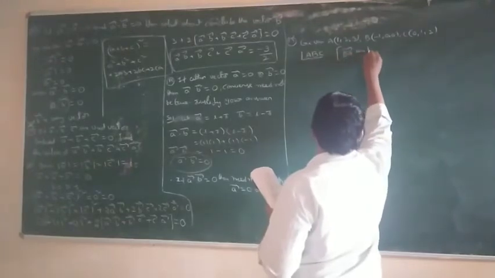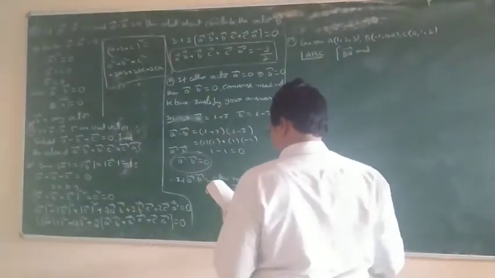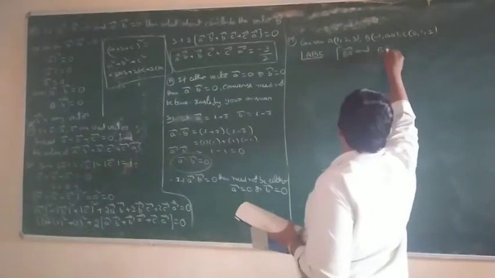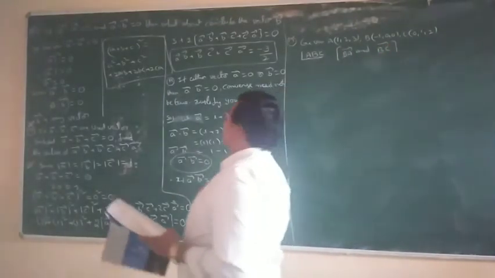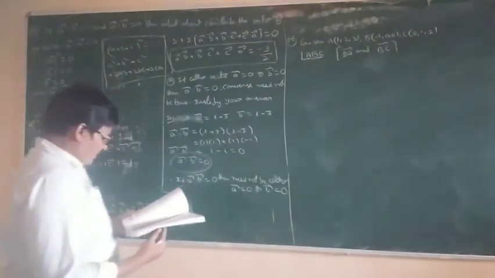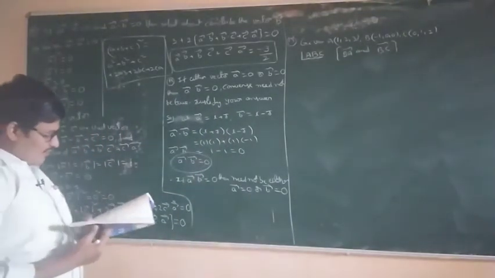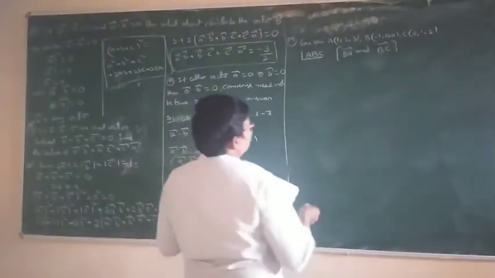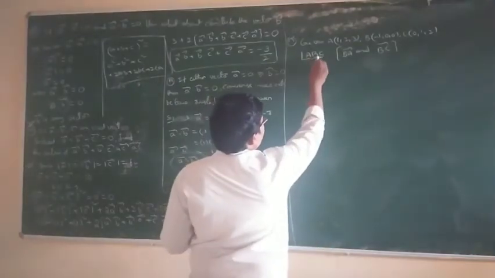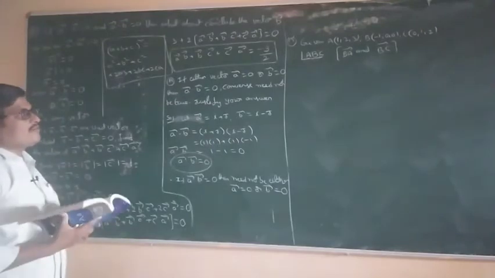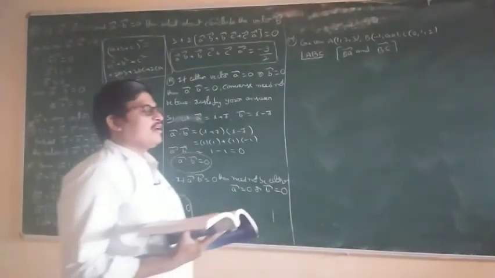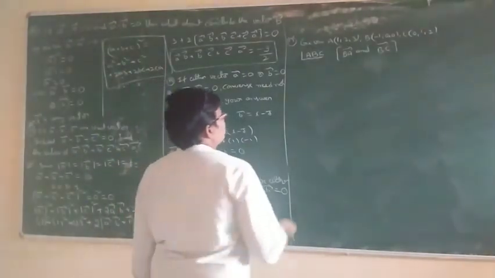BA bar and BC bar. Angle between these two vectors. Find angle ABC. Angle ABC means the angle between BA vector and BC vector. First we have to find out the BA vector and the BC vector.